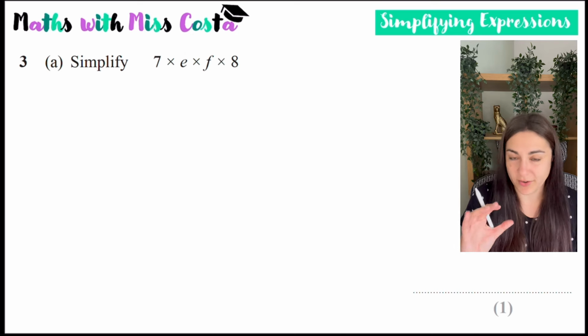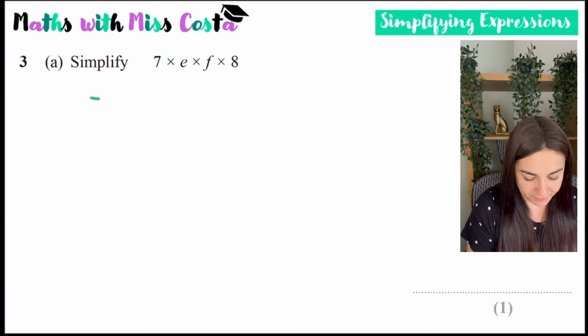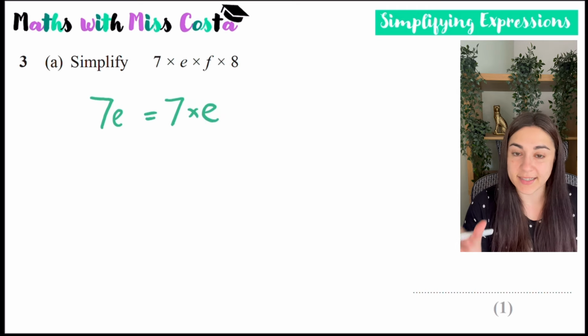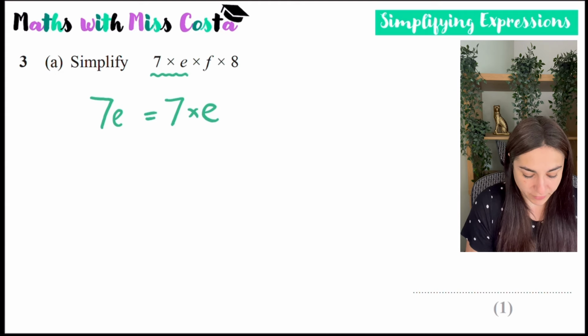Now for the next question, I'm being asked to simplify. So in algebra, we don't like to write multiplications. So for example, 7e means 7 times by e. So when a number and a letter are next to each other, it's implied that they are being multiplied. So when it says simplify, it just means bring everything together.